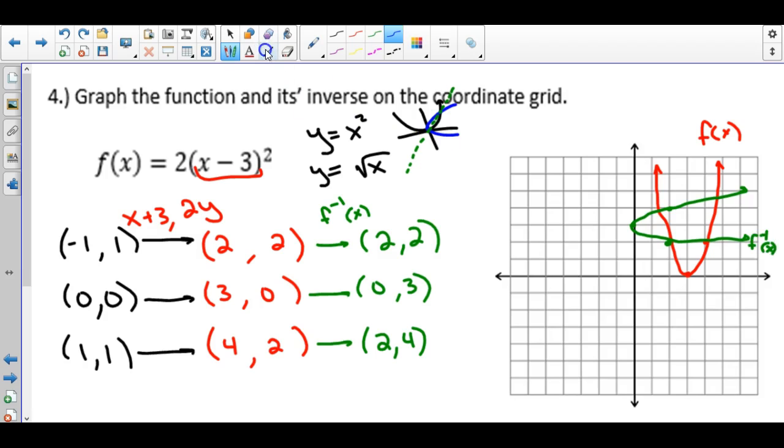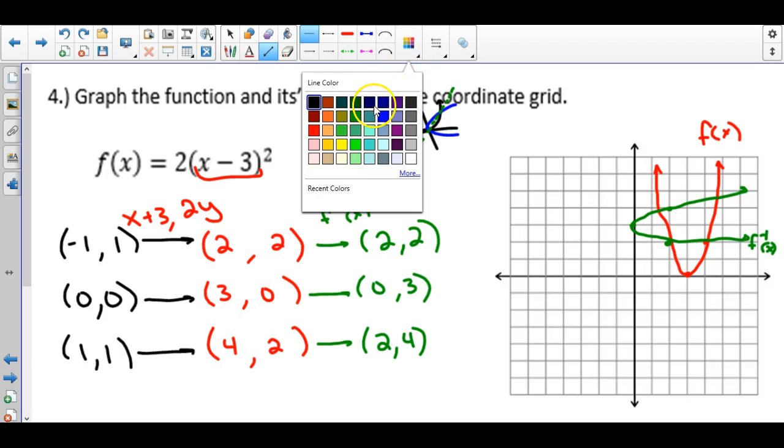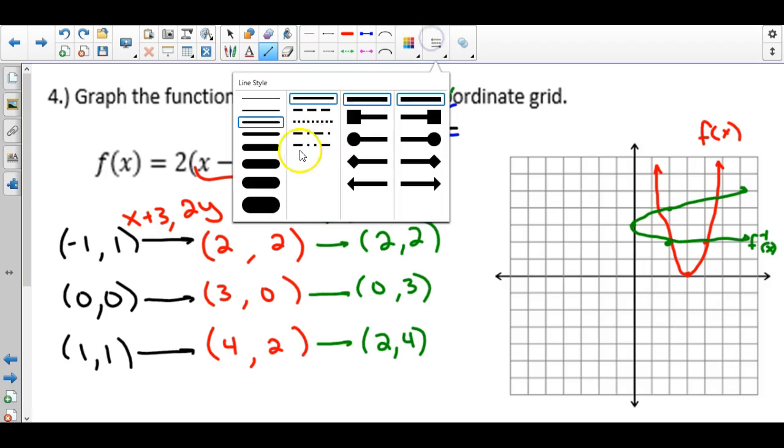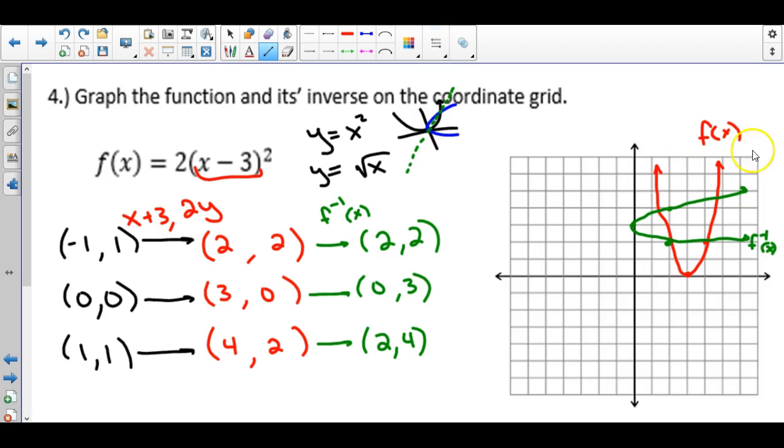So at the end of all this, what you should see is a reflection over this line, which again is y equals x. That goes through here. So if I were to take the red function and just flip it, or reflect it, over that line, it would turn into the green function.